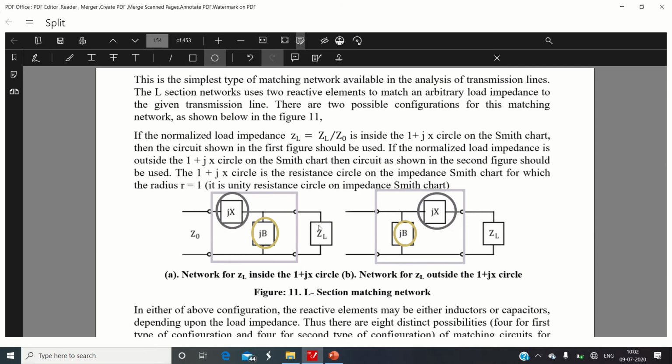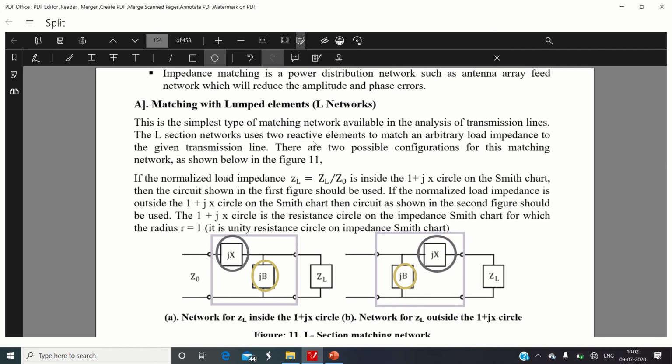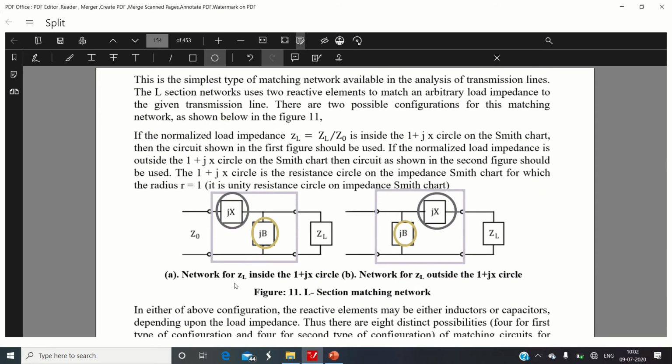Which configuration to use at what time will be clear to you shortly. There are two possible configurations, as we discussed, for this matching network. Which configuration is used at what time depends upon what type of load impedance it is. In order to decide which type of L matching section we will use for our given example, that depends upon the type of load impedance.